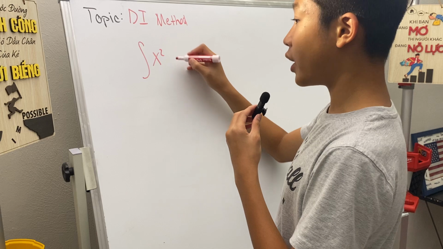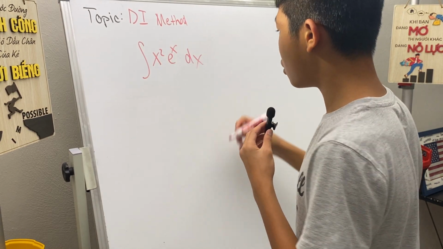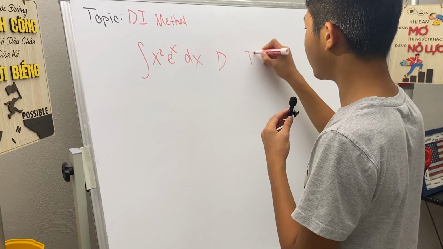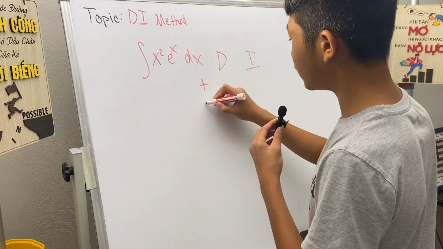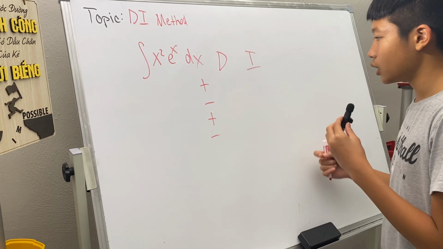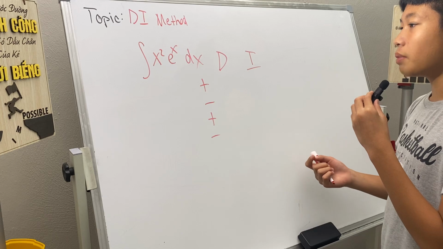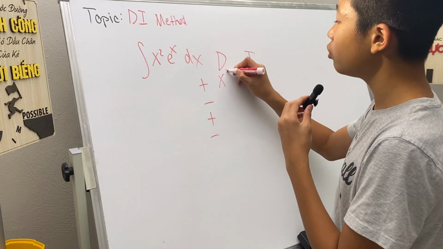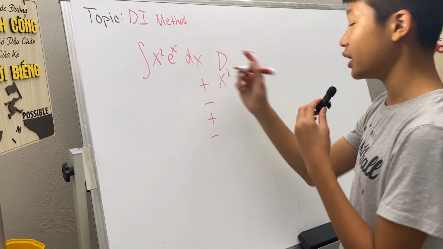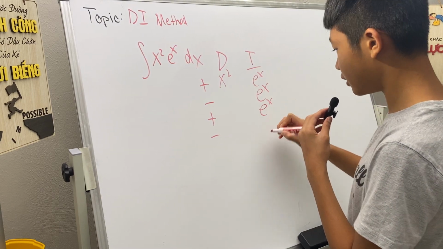x squared e to the x. So let's use DI to integrate this. Plus or minus, just to get ready. Let's just put down 4. Both of these you can integrate, but let's differentiate x squared because you know it will reach 0. And e to the x, you can integrate it how many times you want. It's still this.